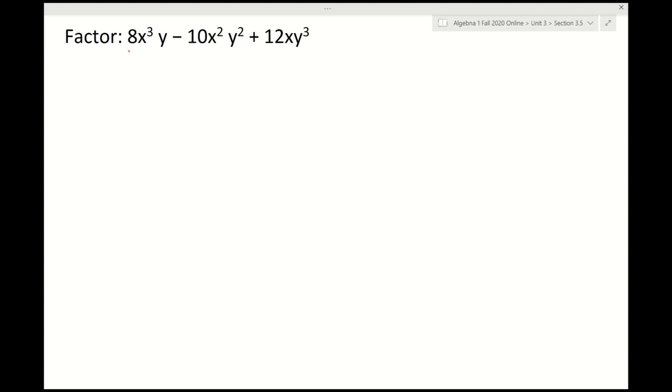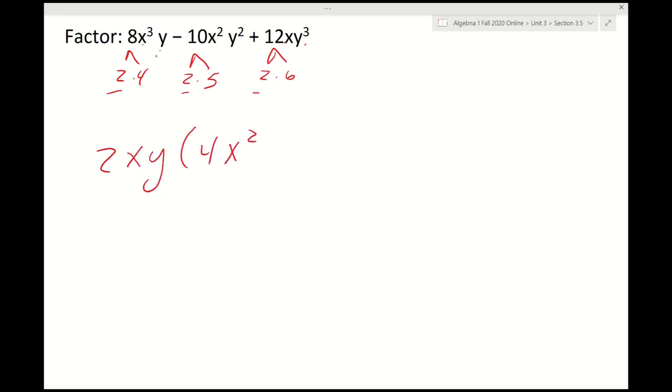In this case, we can write our 8 as 2 times 4, our 10 as 2 times 5, and our 12 as 2 times 6. Each of these terms has an x. Each of these terms has a y. We have 2's. Factoring out 2xy will leave us with a 4x squared, the y is here, a 5xy plus a 6y squared.